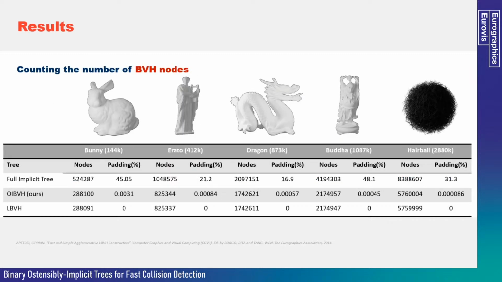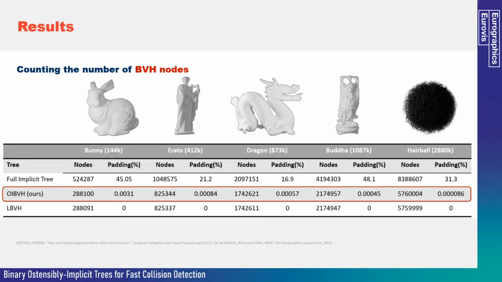Here we compare based on the number of BVH nodes. This time, we also include the full perfect implicit tree, with which padding is required. From this table, we can see first of all that our tree requires significantly less memory than the fully padded tree. And when compared to the linear BVH, we use approximately the same number of nodes, which is near enough the optimal size. Thus, we maintain the benefit of implicit trees without restrictions of padding, making our method both fast and also memory efficient.